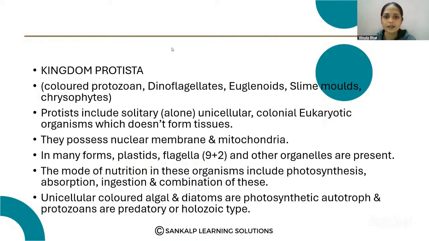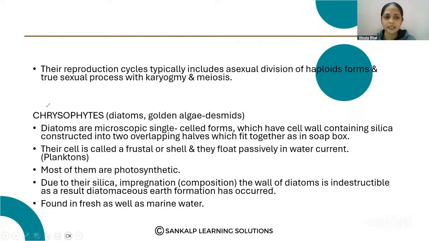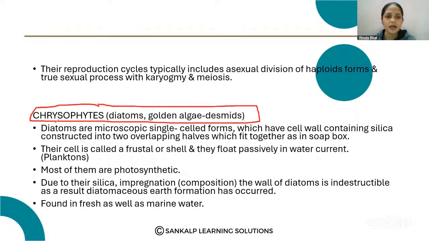Here, the first type of these different classes of protista is chrysophytes, which includes the diatoms and golden algae, that is called desmids. Diatoms and the desmids come under the chrysophytes. That's the type of the protista.